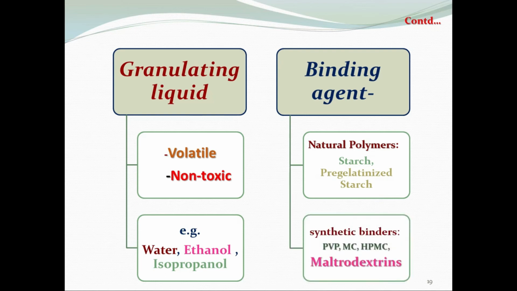And then the synthetic binders like PVP, that is polyvinyl pyrrolidone, MC is methyl cellulose, then HPMC, hydroxypropyl methyl cellulose, and also nowadays maltodextrins are used as binding agents in granulation. The most commonly used binder is starch and pregelatinized starch because it is cheap and has good binding property, as well as some disintegrant property. So starch and pregelatinized starch are popular binding agents in tablet granulations.